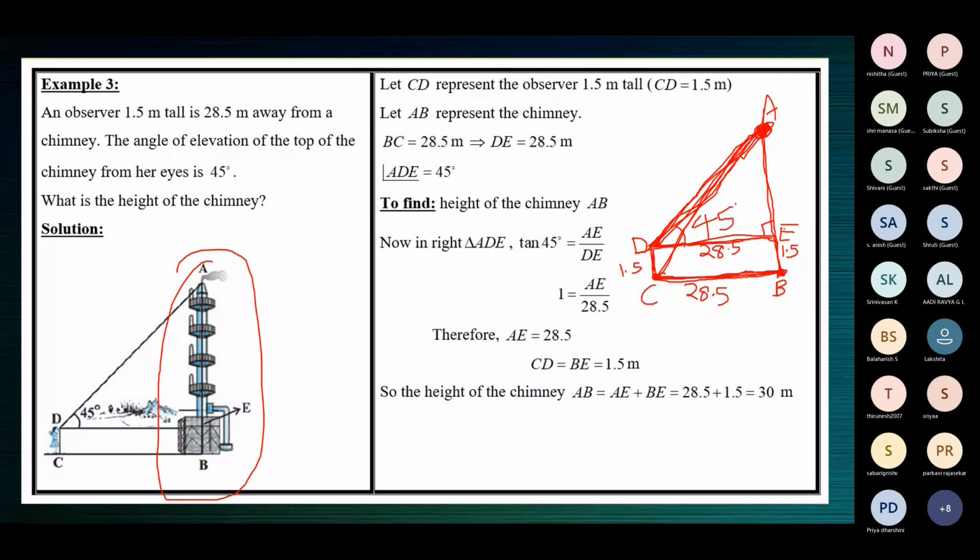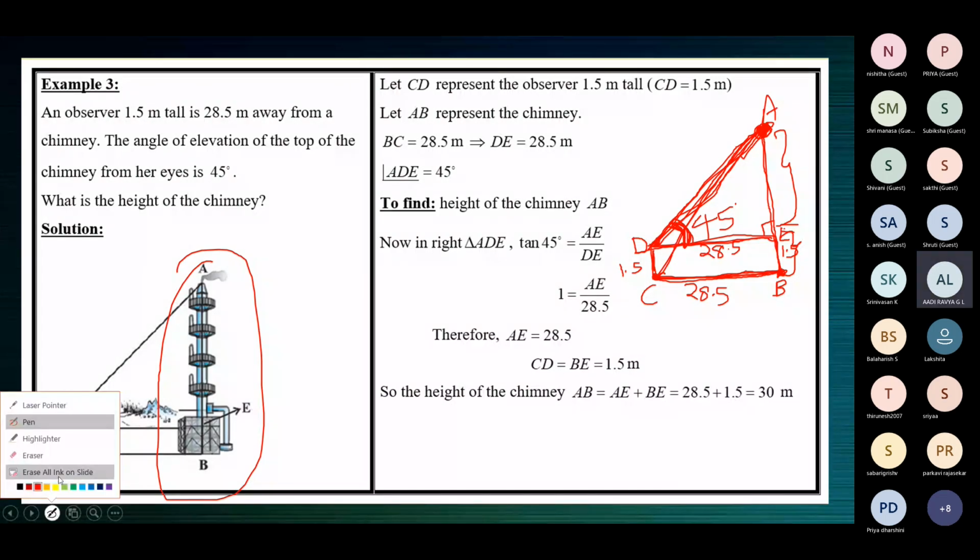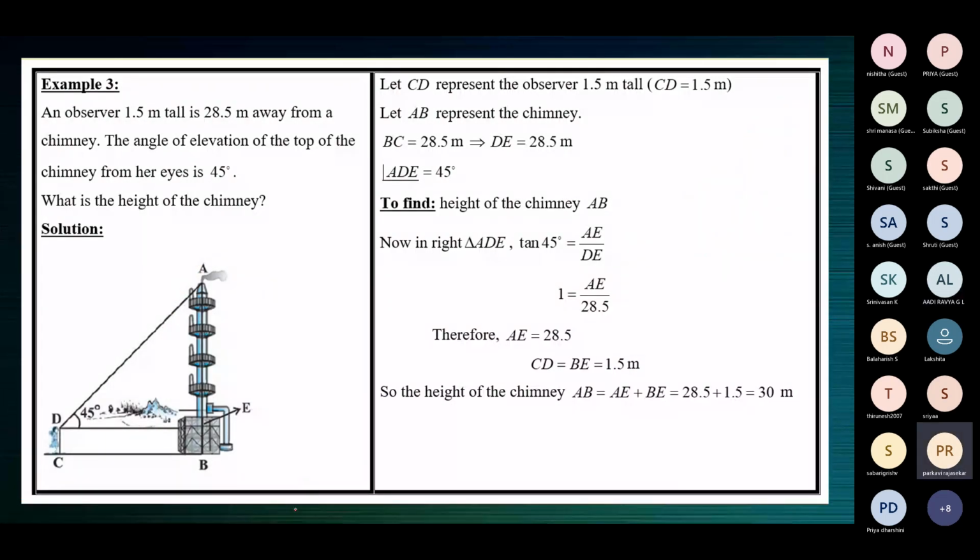The angle between the horizontal line and the line of sight is the angle of elevation, 45 degrees. So we know that this one is 1.5. So we have to find this from the right triangle using T ratios. And the height of the chimney is 30 meters. Is it simple, children? Yes, ma'am.